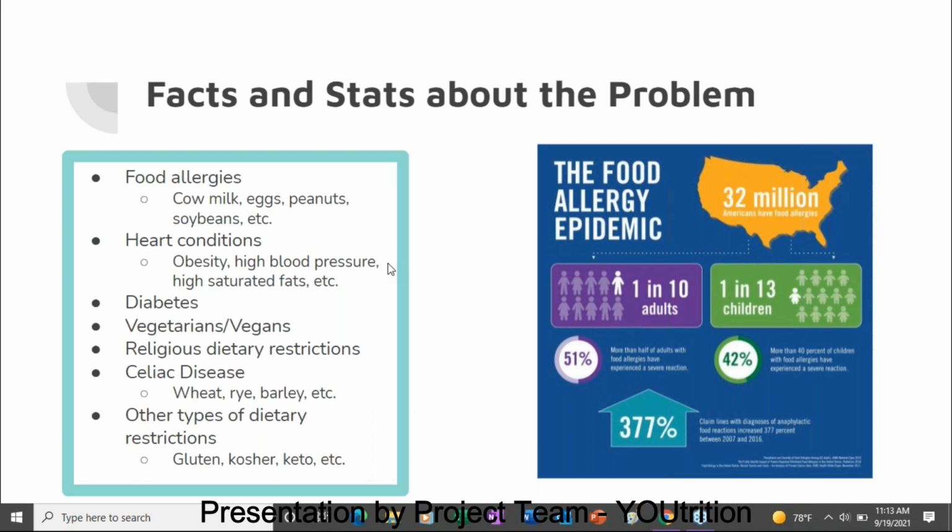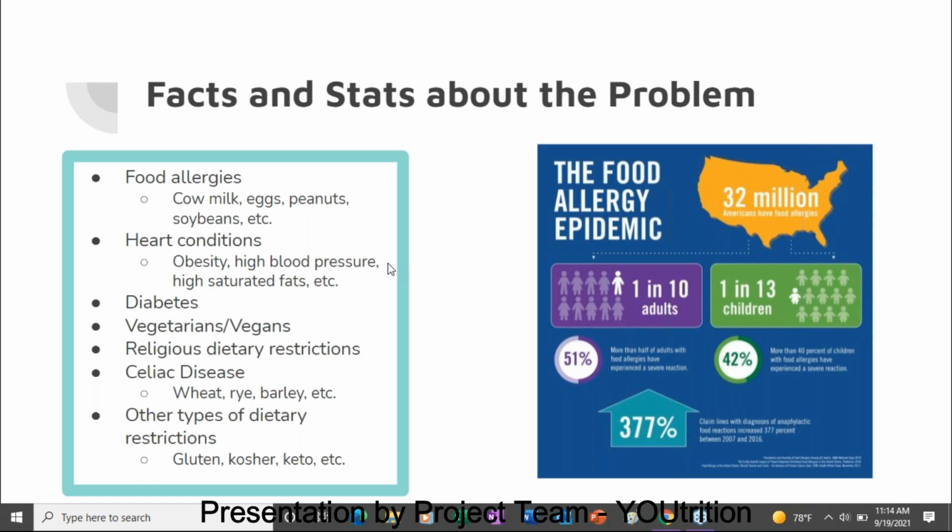As Aditi mentioned, we were researching the different types of dietary restrictions that people go through, and we made a main list, such as food allergies, heart conditions, diabetes, whether you're vegetarian or vegan, religious dietary restrictions, and other types of dietary restrictions.